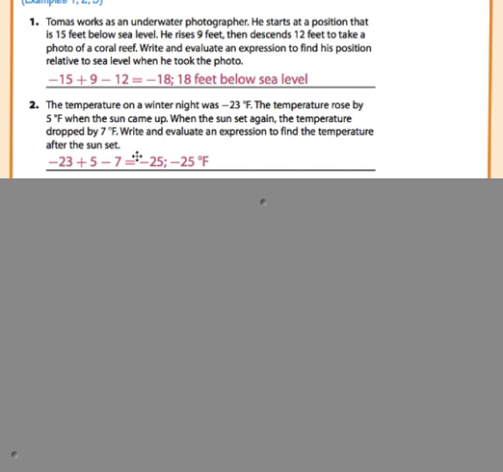So first you want to set it equal to each other. So we have -23, which represents the temperature. And then the temperature went up again 5 degrees when the sun came up. And then when the sun set again, the temperature dropped another 7 degrees. If you calculate that to find your answer, you should have gotten negative 25. So negative 25 degrees.